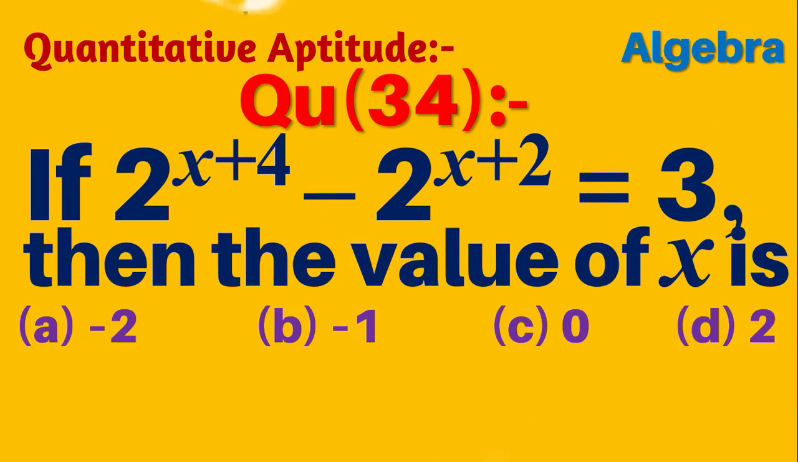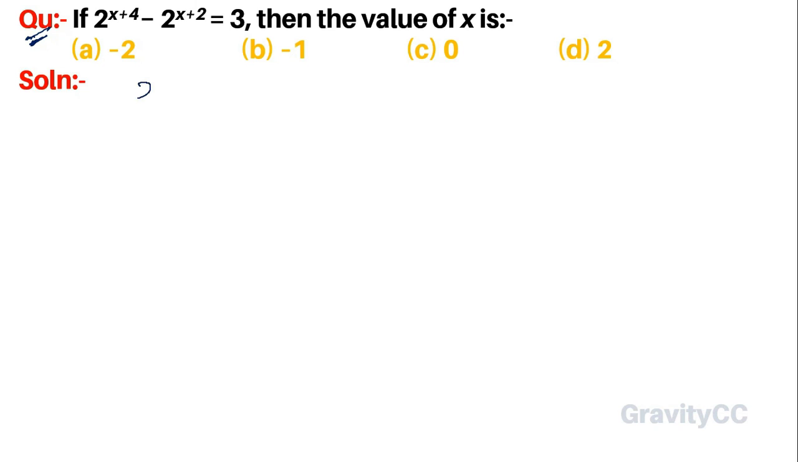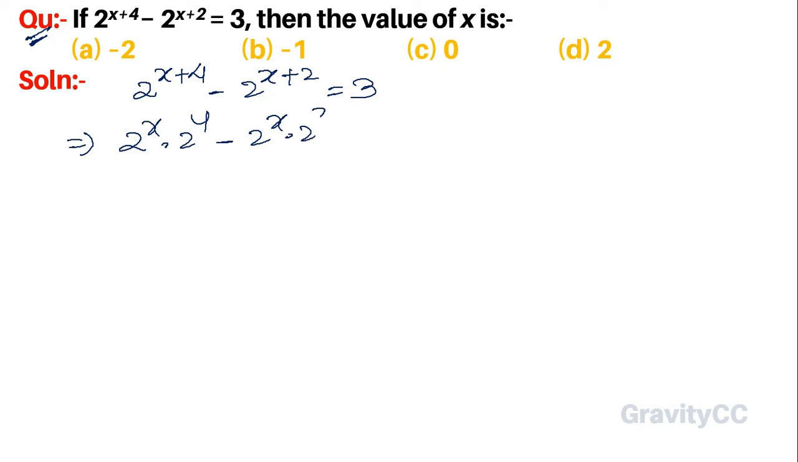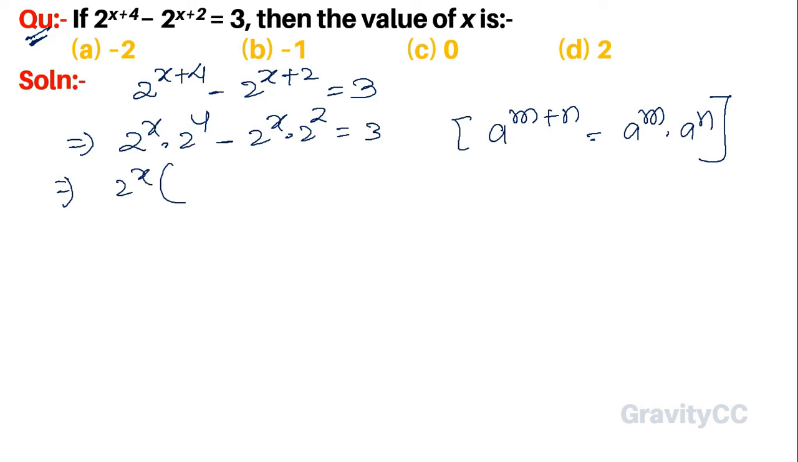If 2 to the power x plus 4 minus 2 to the power x plus 2 is equal to 3, then the value of x is? So here it is given that 2 to the power x plus 4 minus 2 to the power x plus 2 is equal to 3. So 2 to the power x into 2 to the power 4 minus 2 to the power x into 2 to the power 2 is equal to 3, because we know that a to the power m plus n is equal to a to the power m into a to the power n. So here 2 to the power x is common. So 2 to the power 4 minus 2 to the power 2 is equal to 3.